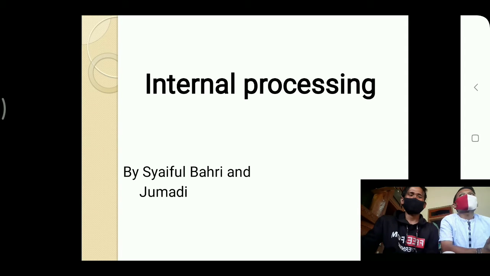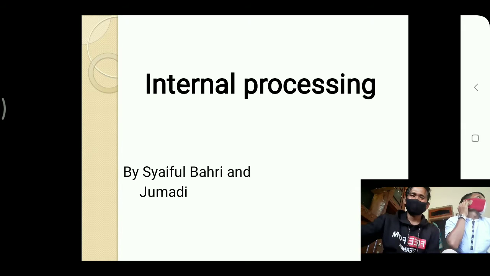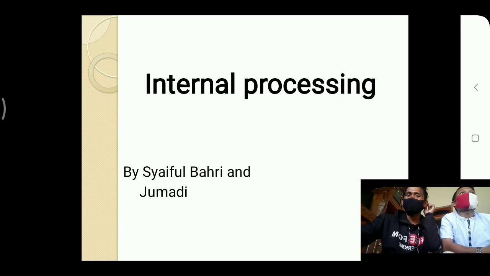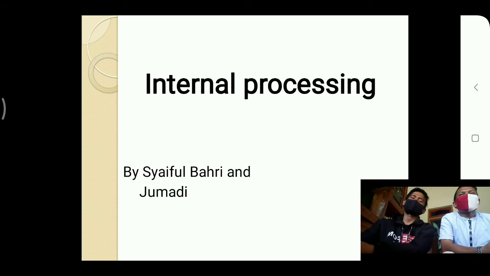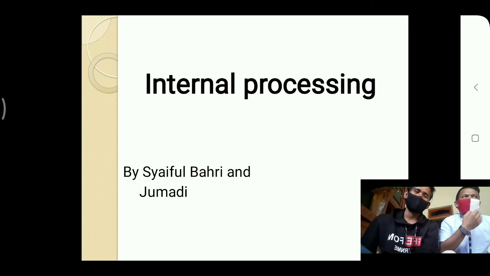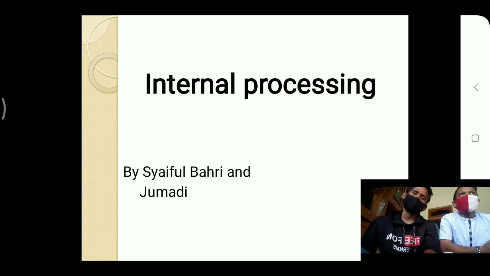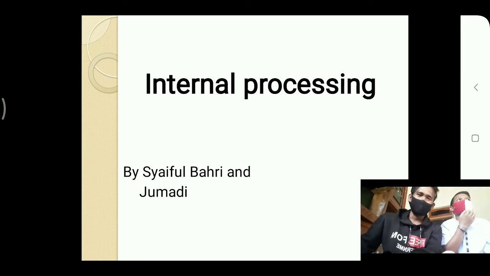We are from the first group. We will discuss the internal processing in the SLA subject, from the task from Mrs. Afifah Raihani. First, maybe we will introduce ourselves. My name is Saiful Bahri. And my name is Jumadi. We will discuss internal processing.